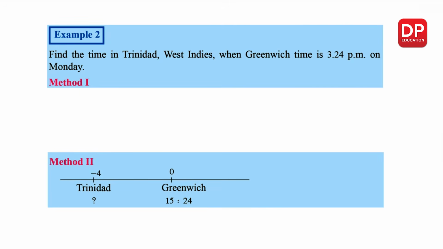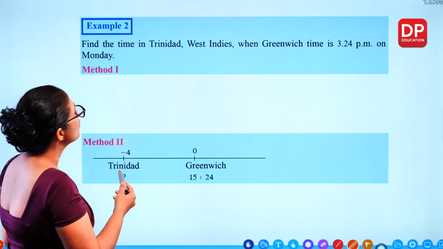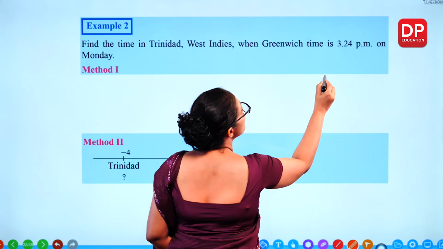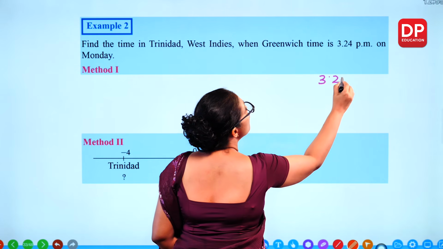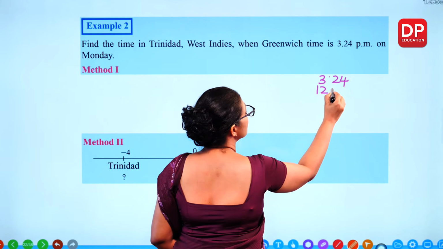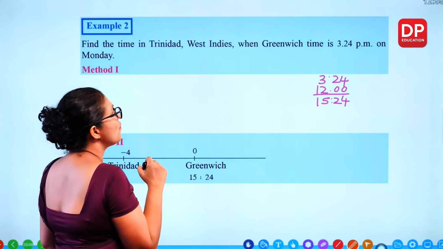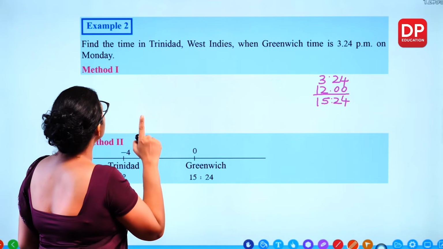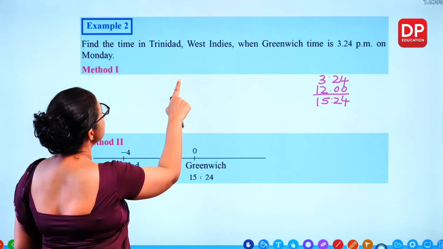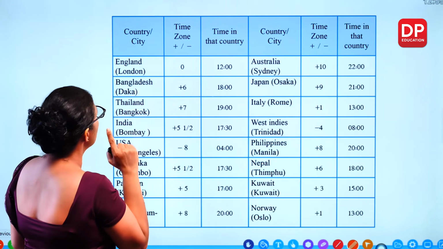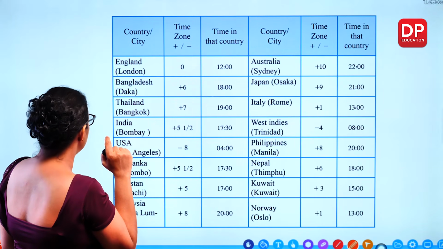Example number 2. Find the time in Trinidad, West Indies, when Greenwich time is 3:24 p.m. on Monday. So this is p.m. p.m. means you have to find out the standard time. So 3:24 plus 12, 15:24. So what's the time difference? It says West Indies and Greenwich. What's the time zone in West Indies?